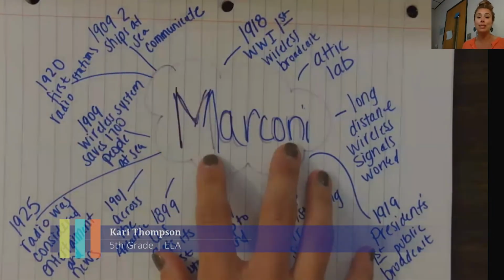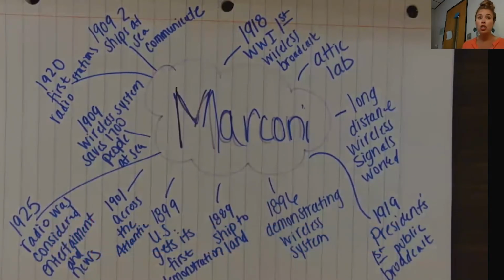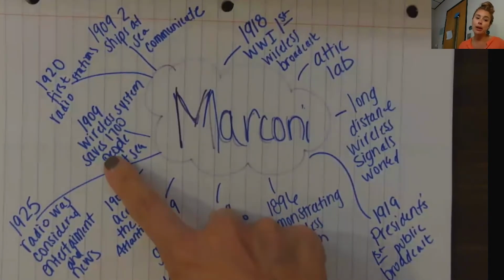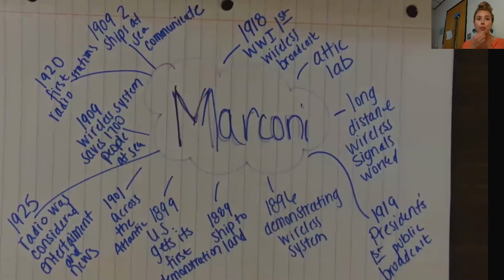From then on, Marconi's life was full of amazing accomplishments, and we documented all that here on our graphic organizer. You can tell because of the dates that we have. From 1896 to 1920, Marconi used his wireless system to send messages from ships to land, from ships to other ships, and all the way across the Atlantic Ocean. We have that right here in 1901. His wireless system even saved the lives of 1,700 people at sea aboard a ship that was going down. Right here, wireless system saved 1,700 people at sea. We wrote it on our graphic organizer.